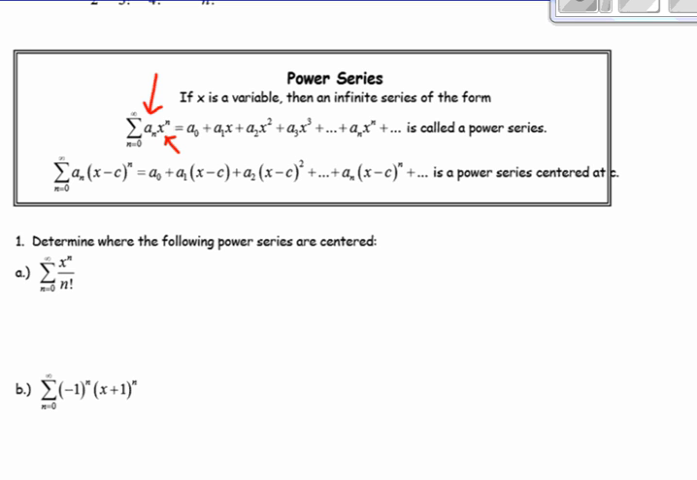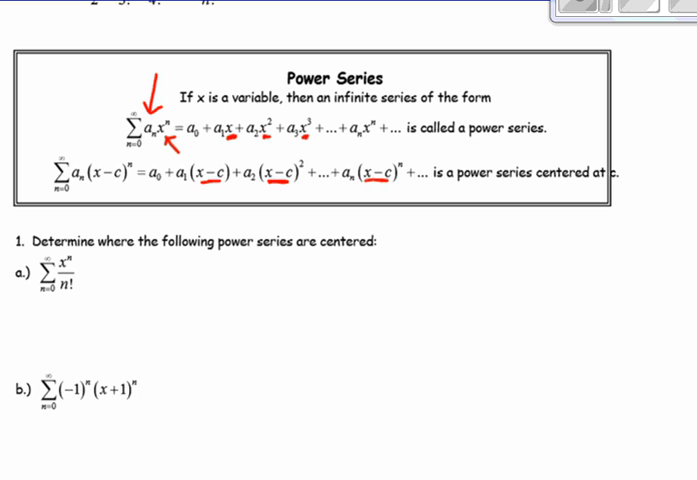Just like with Taylor polynomials, we have a series centered at some c. Then we have the Maclaurin, which is centered at 0. If you just have an x and it's not plus or minus anything, then think of that as a center at 0. And then we can also have the power series centered at a different c value. Then you would have x minus c.